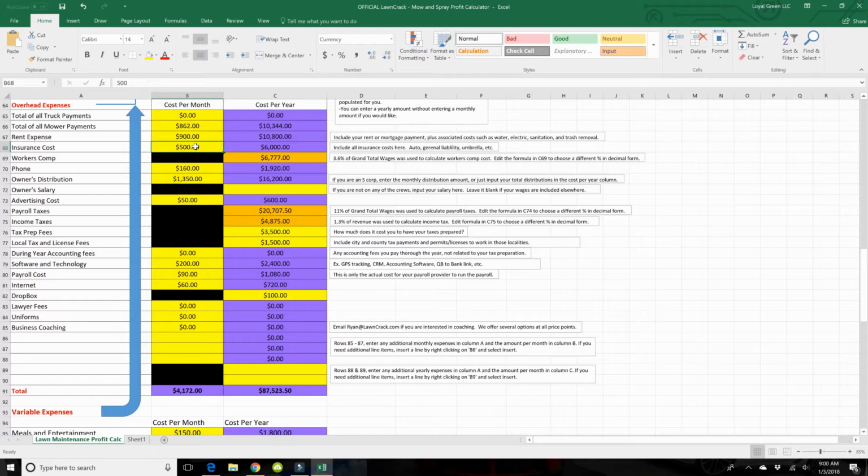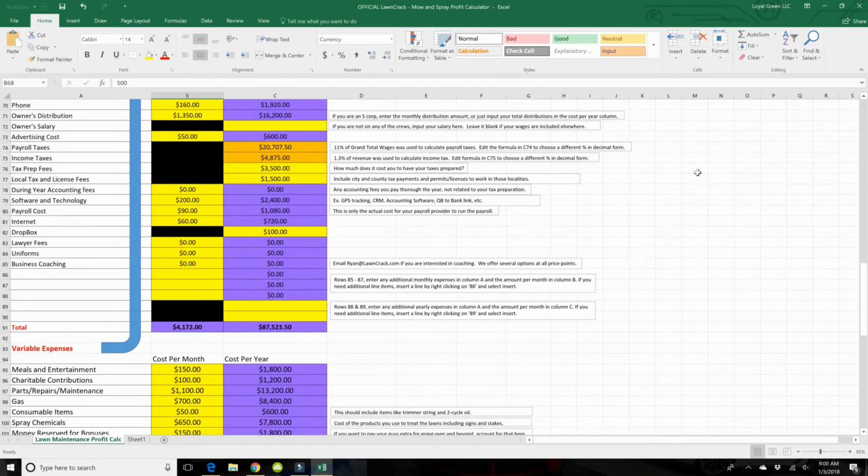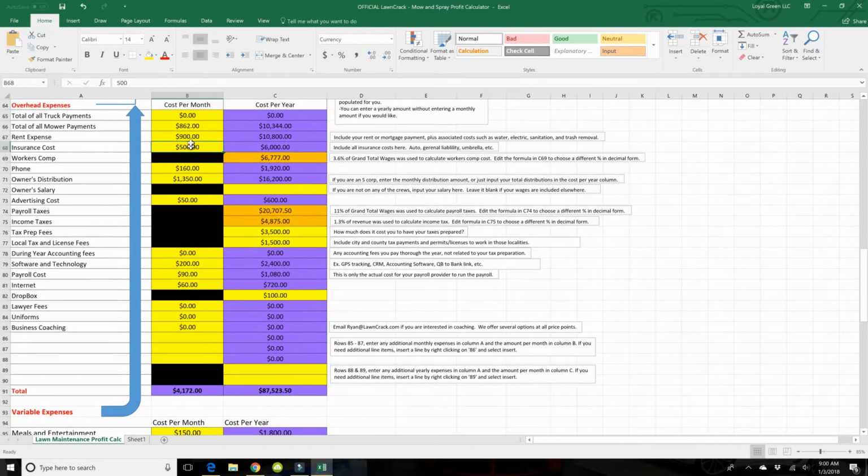So if you notice on this cell right here, cost per month, it's going to put in your cost per month, and it'll calculate the cost per year. Just multiply it by 12, as you can see in the cell. But you can just type in over here if you want. You could bypass and just type it in here, but it will mess up the formula. So insurance costs $500 a month, came out to $6,000 per year.